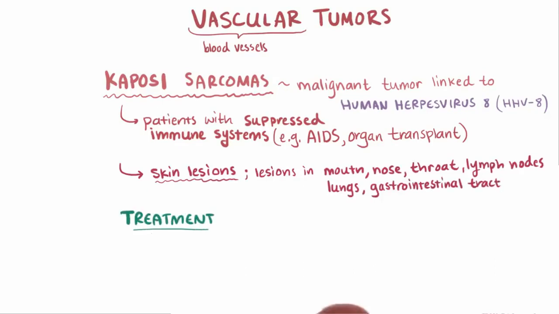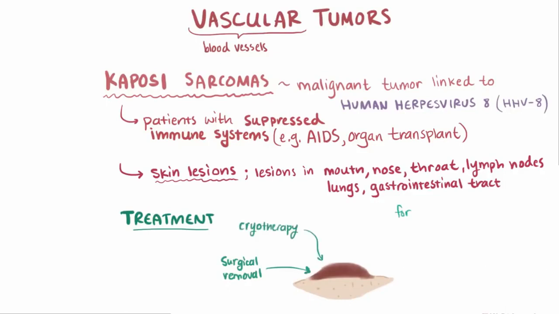You can sometimes treat affected skin by surgically removing it or freezing it off using cryotherapy. But treating the disease in immunocompromised patients is a little more difficult. If someone's immune system is compromised because of drugs like corticosteroids, it might be necessary to adjust immunosuppressants and allow the immune system to recover.